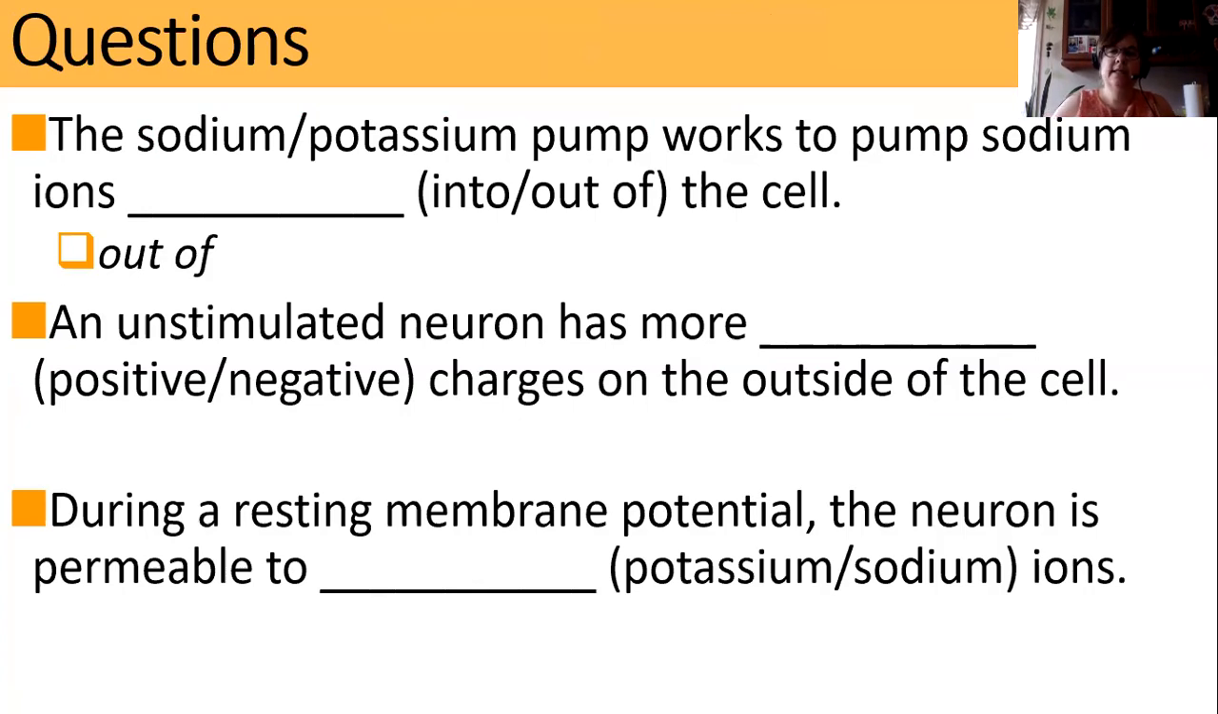An unstimulated neuron, so a resting neuron, has more positive or negative charges on the outside of the cell? Good. When it's resting, it's more positive. Next one. During a resting membrane potential, the neuron is permeable, so that means the ion channels are open to potassium or sodium. Which one? Right. When it's resting, it's open to potassium.